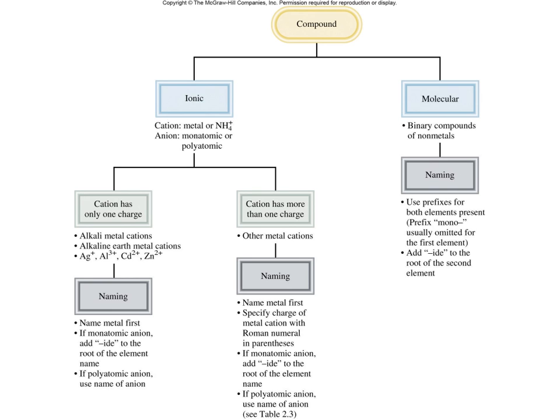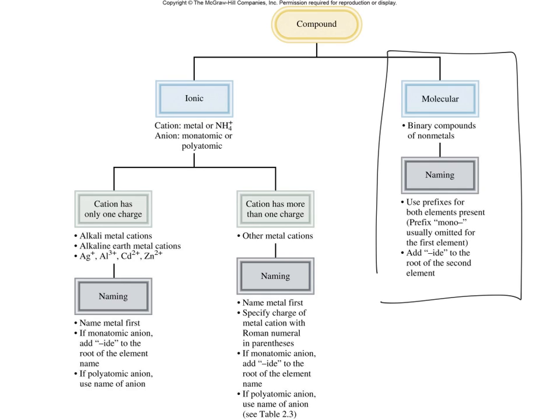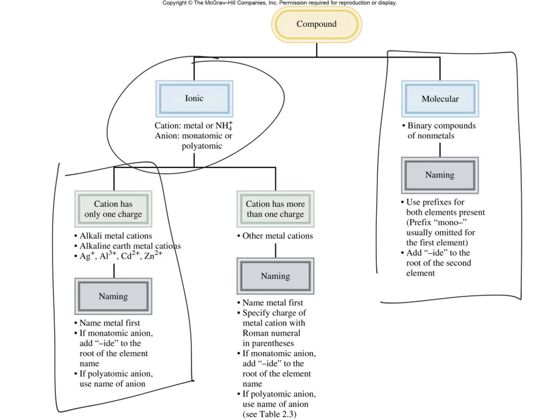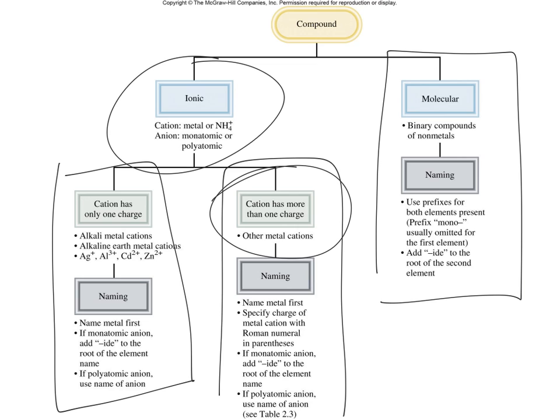So we saw this chart before. We were first looking at the molecular naming and formulas, and today we're going to be looking at the ionic section. Now we're first going to start off with cations or metals that only have one charge, and then we're going to expand into them having more than one charge. These ones are called multivalent metals.